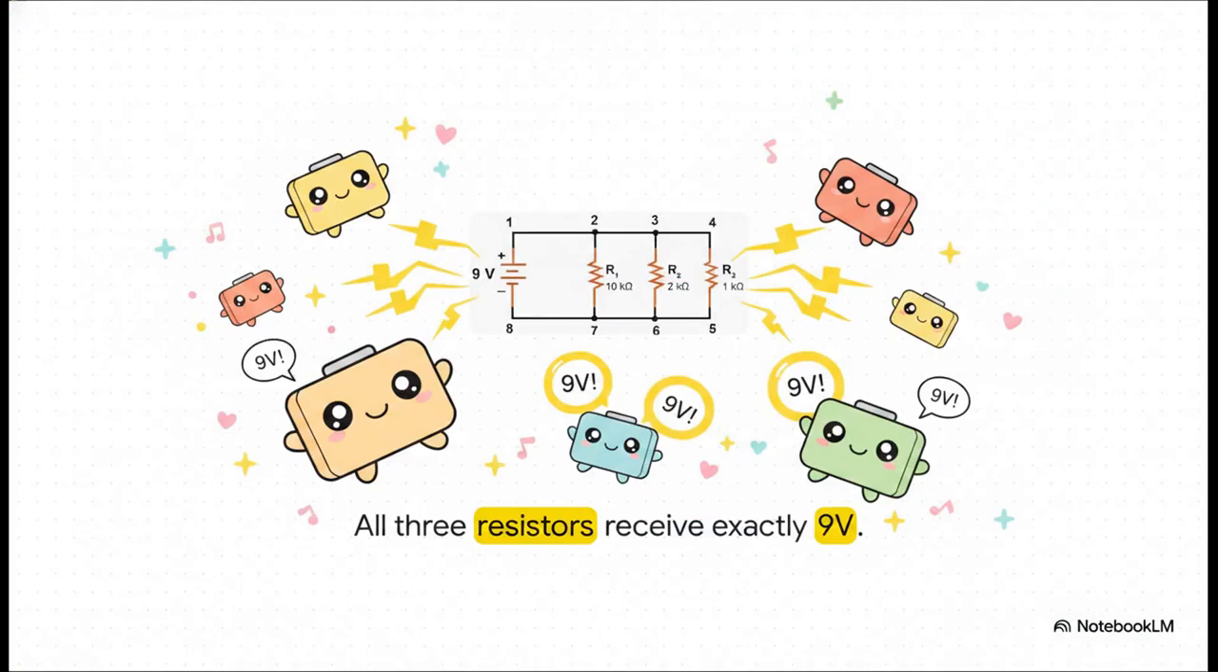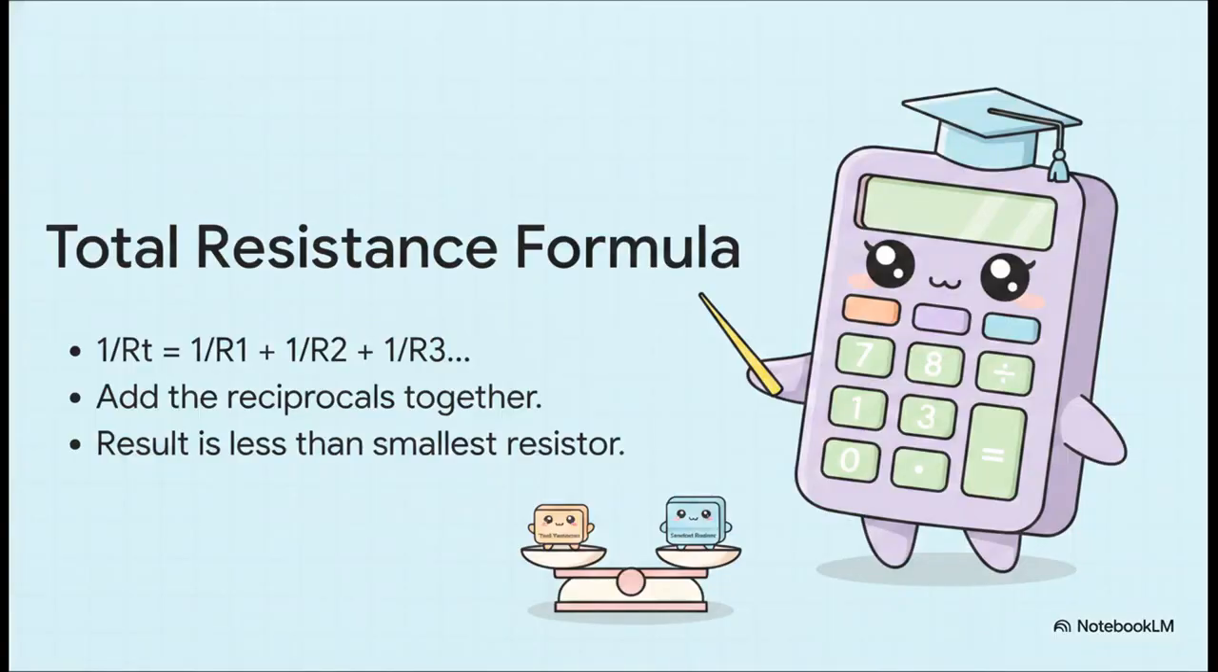Okay, step 1. Since our battery here is 9 volts, we instantly know that all 3 of these resistors receive exactly 9 volts. It completely doesn't matter that one is a massive 10 kiloohm resistor and another is a tiny 1 kiloohm resistor. They're all plugged directly into the 9-volt source, so boom, they all get 9 volts. Step 1, done. Now for step 2, finding total resistance.